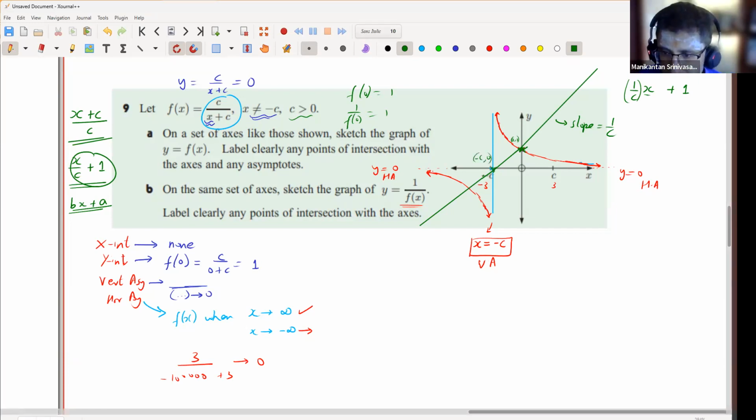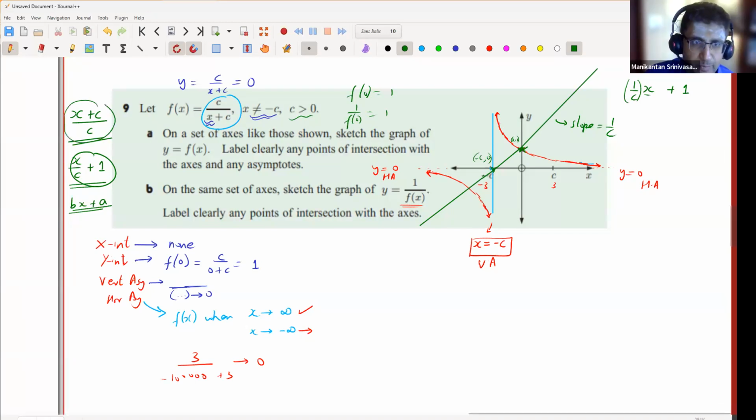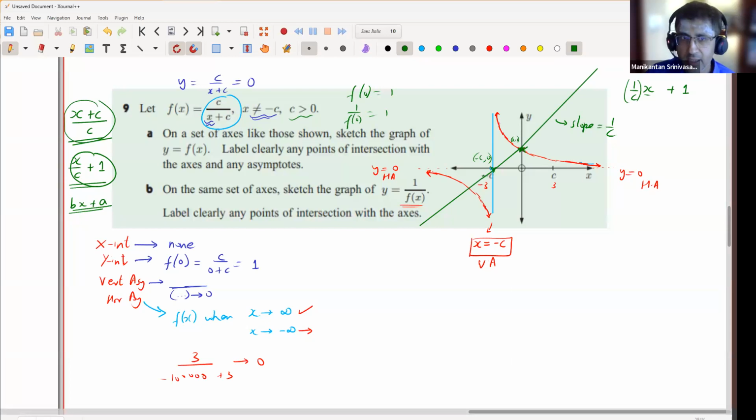Does it make sense, Sarah? Fully? Yeah. So I didn't realize it was just a linear function, x plus c by c. So you can just take f of x, reciprocate it, and just start drawing it. Okay, intersection with the axis we covered, right? (minus c, 0), (0, 1).